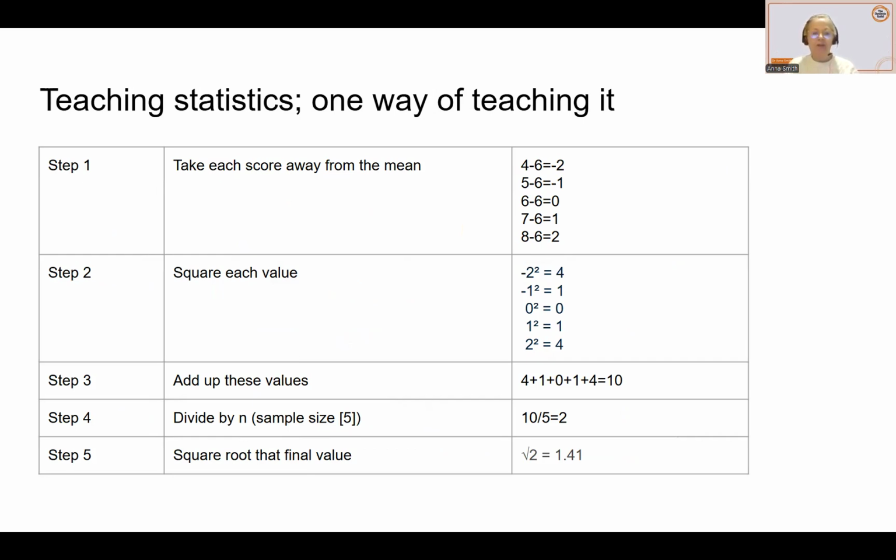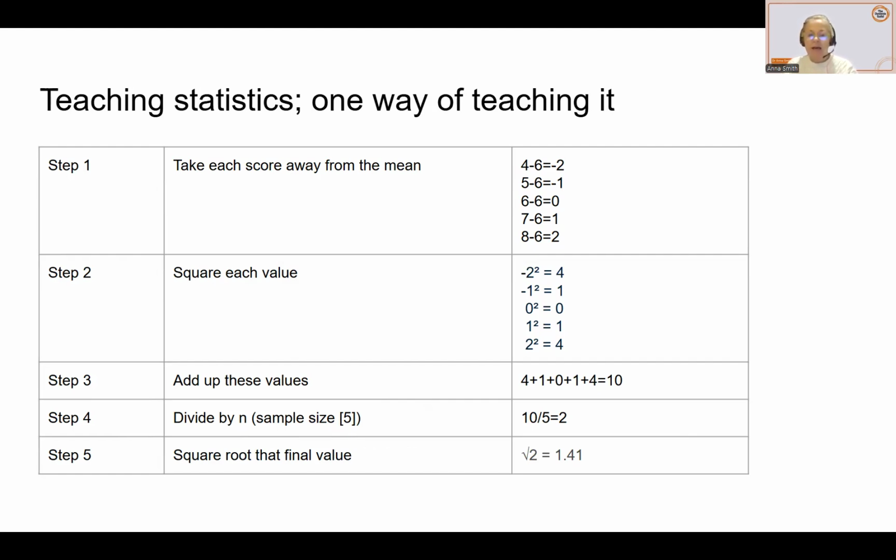So you can see here, step one, take each score away from the mean. So 6 is taken away from 4, and you've got -2. 6 is taken away from 5, you've got -1, and so on. So I've got a set of scores. My next job is step two, square each value. So I'm squaring each value. So I've got 2 squared is 4, 1 squared is 1, and so on. Okay, so this is the product of my next step.